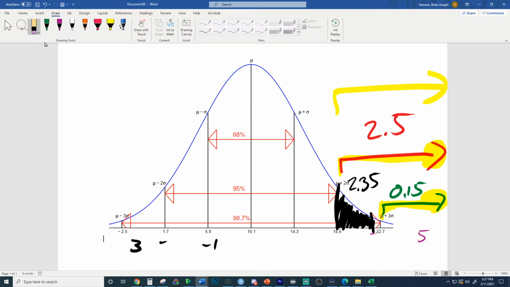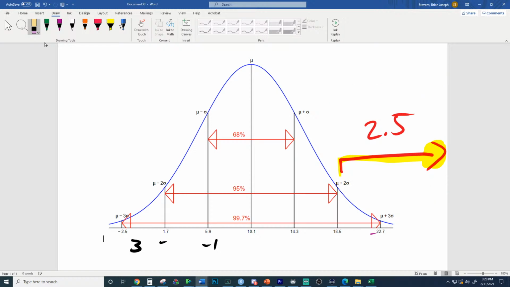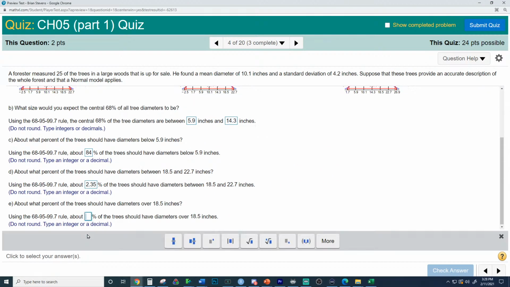Well, we'll just make it just show that. 2.5%. Exactly, Ben. Great work right there, Ben. And it's just this one arrow. And so that is the answer to the last one. And we should have everything correct.